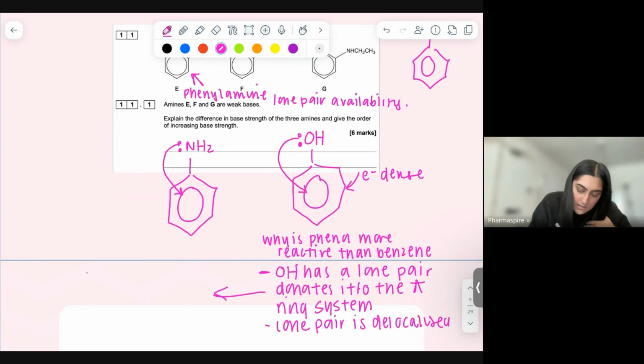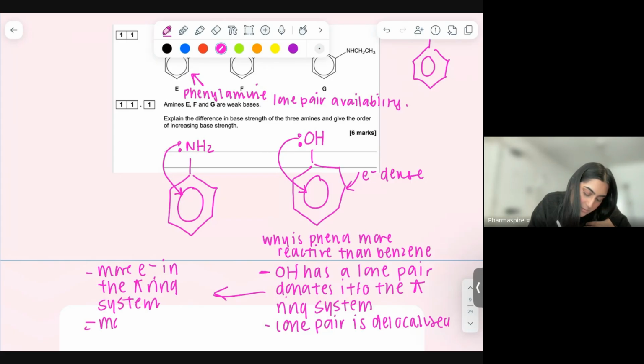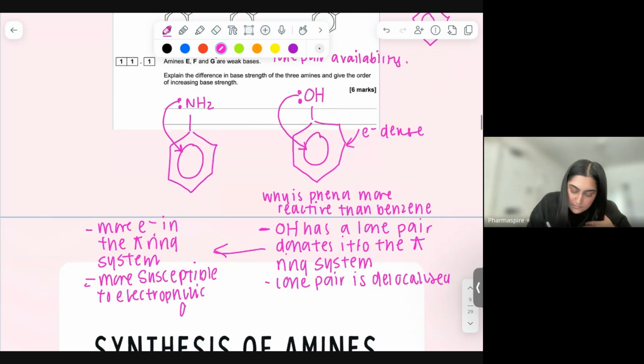And then I'll carry on here. More electrons in the pi ring system equals more susceptible to electrophilic attack. Is that okay for everyone? Yeah. So that's what you'd say for a 3-marker.